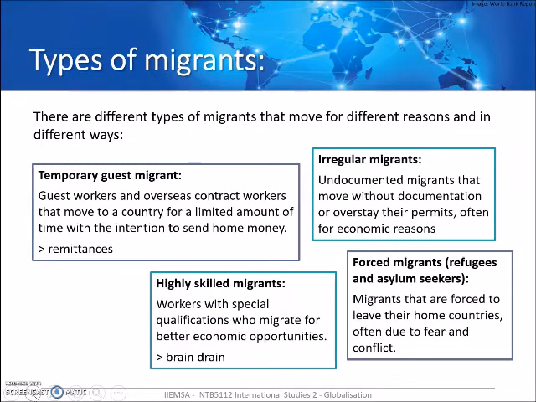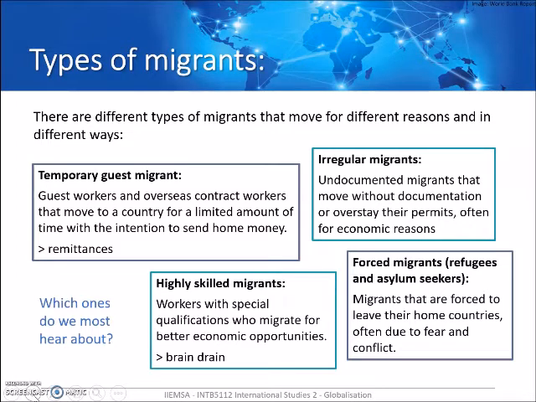So these are four types of different migrants. Question: which ones do we hear most about? Usually the forced migrants and the irregular migrants, right? We forget about the other two, even though they actually make up the biggest portion of migrants. So just keep this in mind as well.